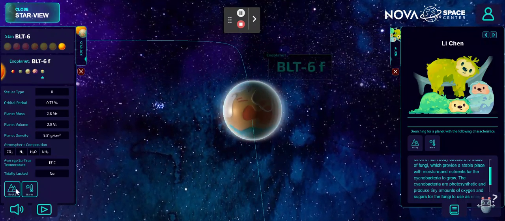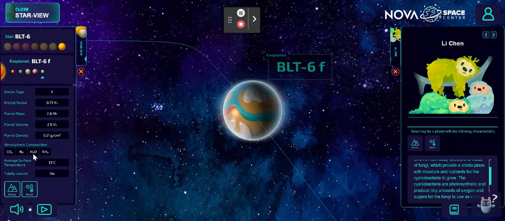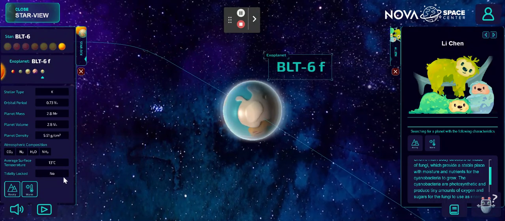It would be rocky and it would be warm. The gases it needs are CO2, N2, H2O, and NH3. And it is not tidal locked.